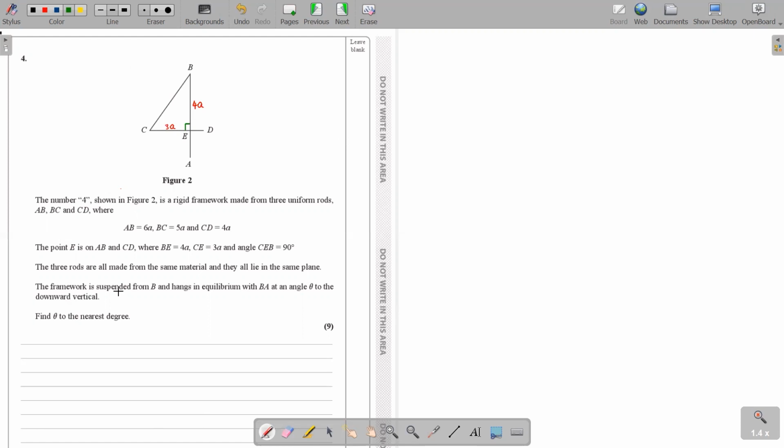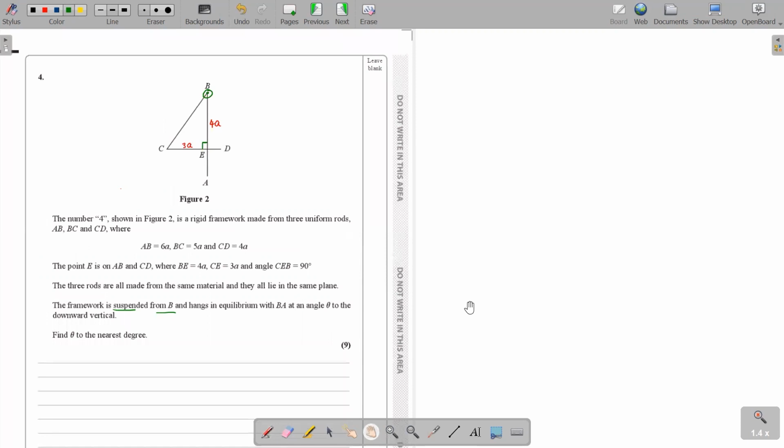The framework is suspended from B. Okay, so they're hanging this from B, and it hangs in equilibrium with BA at an angle theta to the downward vertical. Find theta to the nearest degree. Okay, so how do we find theta? Before finding theta, the first thing you should do is find the center of mass. You should find the coordinates for the center of mass.